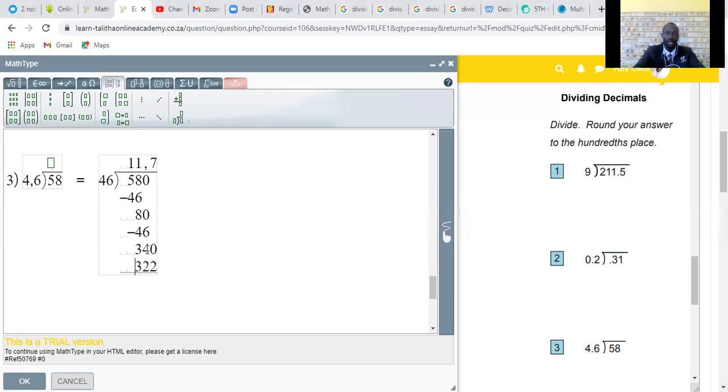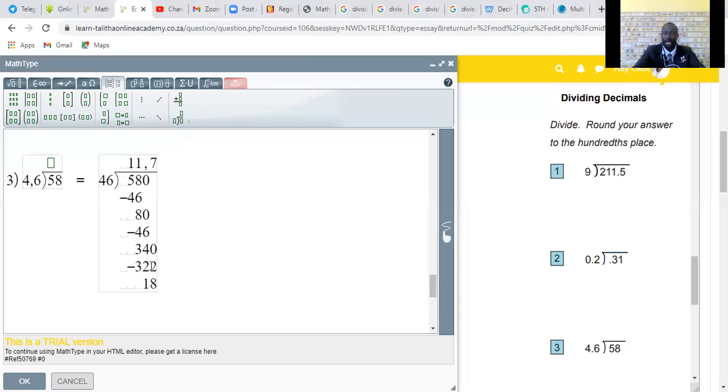So we subtract it so that we can get the difference. When we subtract this, what do we get? Well, here we get 18. That is, 340 minus 322 gives us 18.